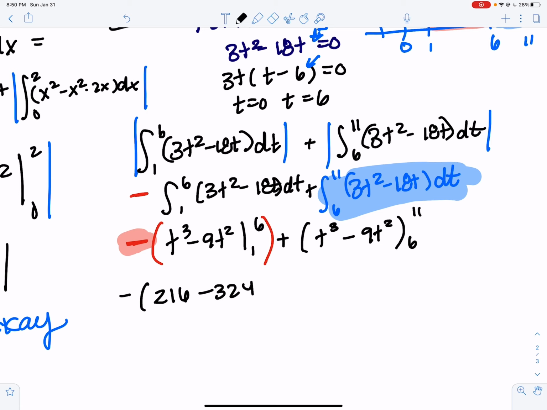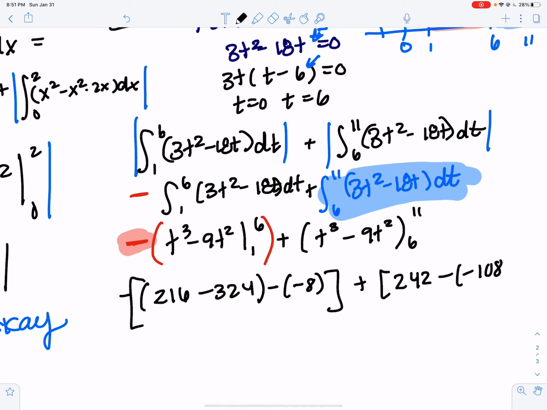So that minus, when you plug in 1, you get negative 8. We did that before. And then plus, and we did this already, 242 minus negative 108. And you can leave it like this. It's fine. You can also simplify and end up with your answer.